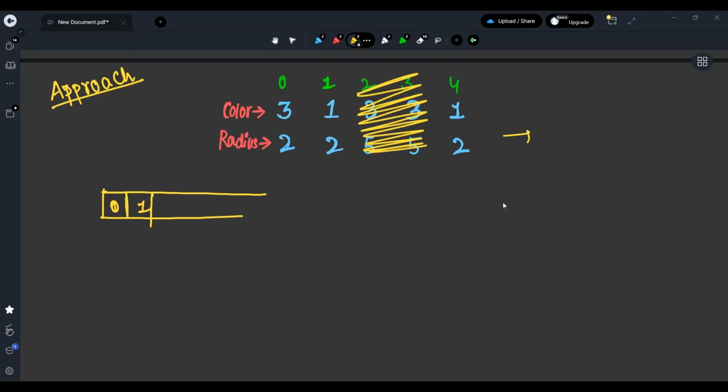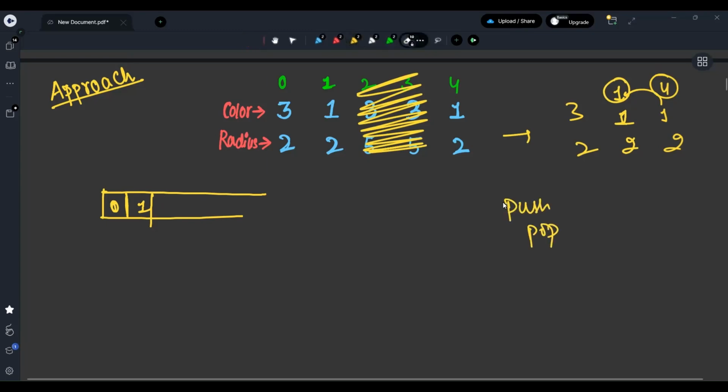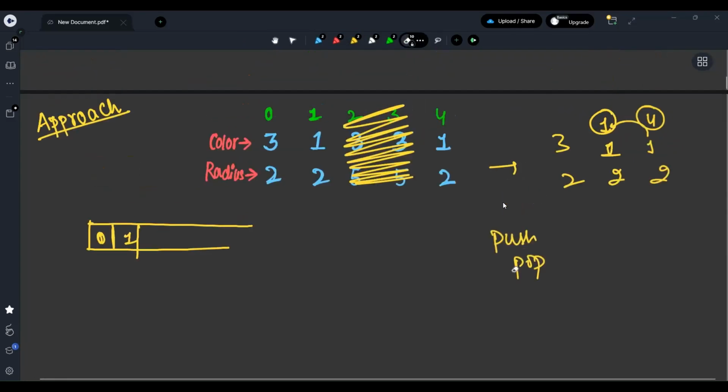Okay, so now the new array is something like 3, 2, 1, 2, 1, 2. So this one should come closer. Fourth index should come closer to 1. That is only possible by stack when we remove the pairs. Or we can use vector directly as well. In vector, there are push_back and pop_back functions. That is also possible, but I am using stack because in actuality it's a stack question.